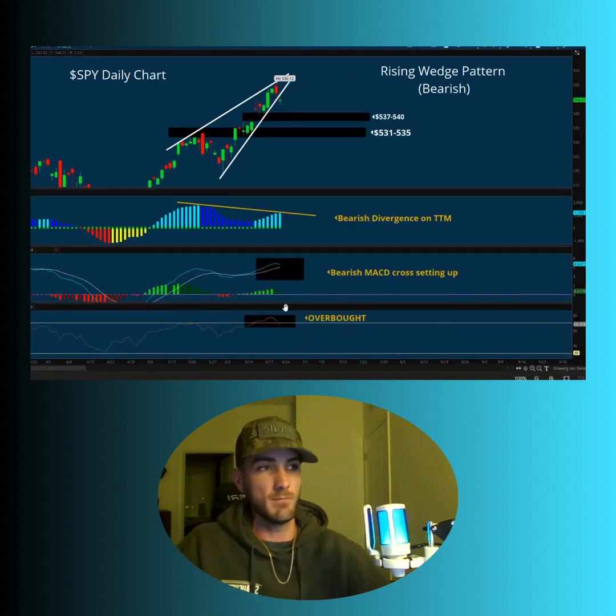Then a bearish MACD cross is starting. The MACD is starting to curl, giving us that bearish MACD cross setup. And we have divergence, not from all three, but at least from the TTM alone here. So you can see buying momentum re-entered on this push as we took new all-time highs, but it is lower than the previous buying momentum. So there's your bearish divergence.